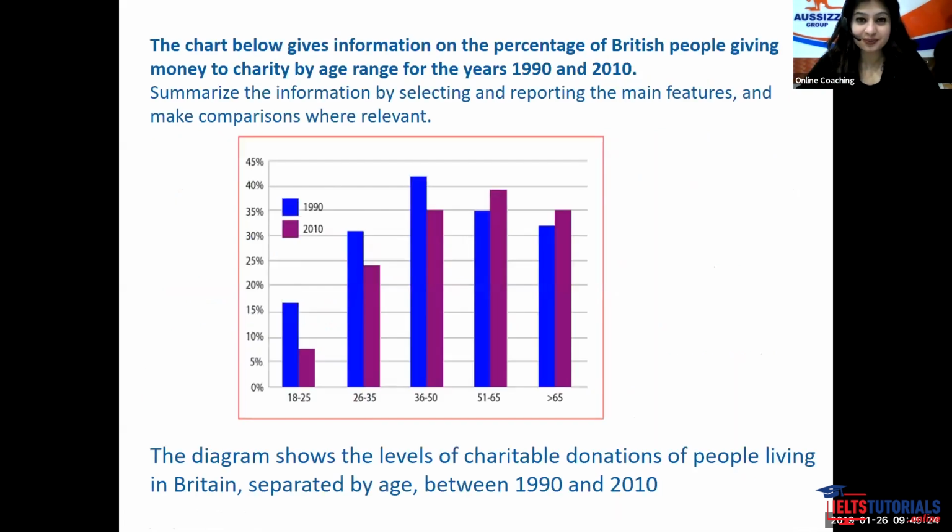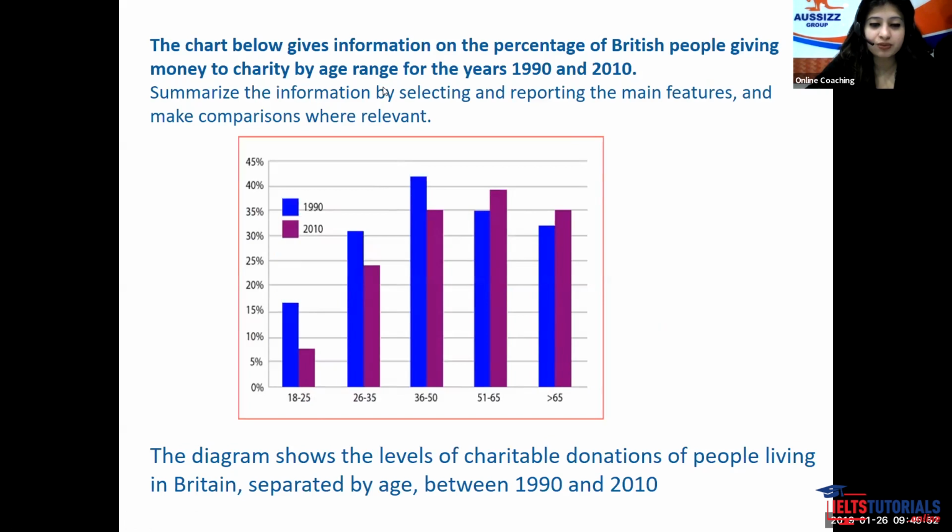Let's go ahead. Now, I've done one more example for you. What you see here is a bar chart. The chart below gives information on the percentage of British people giving money to charity by age range for the years 1990 and 2010. Summarize the information by selecting and reporting the main features and make comparisons wherever relevant.